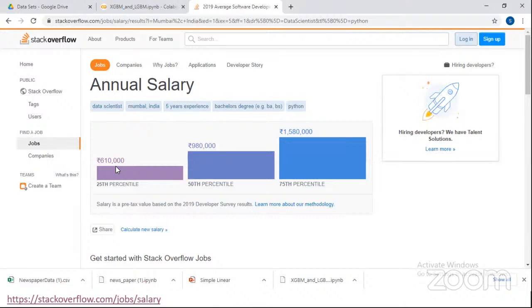So on average, a data scientist who is doing the job, who is living in Mumbai, 5 years of experience, who has a bachelor degree, working in Python, can get 9,80,000, right? And this is exactly what we have done. Now, if you see how this estimation has been done, we can learn more about their methodology. Let us click on that.